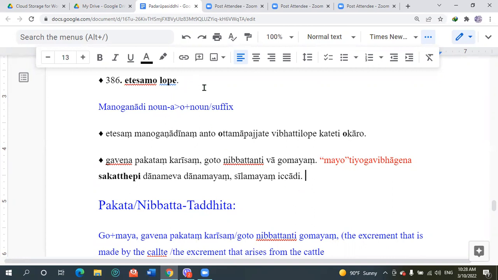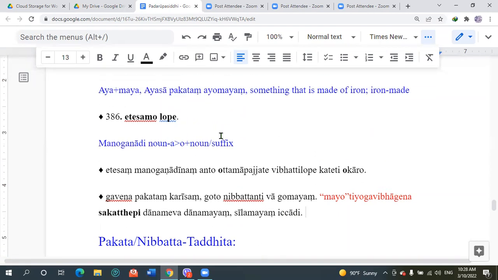No, this rule is related only to the Manogaṇādi group. So you mean it doesn't apply to the word gomayaṃ? Yes, because the word go is not in the Manogaṇādi group. No, that's what I mean: that rule, he gave it here. So you mean that rule is only for the Manogaṇādi group, not for gomayaṃ. Yes. Okay, it's understandable that explaining gomaya is hard, since the word go does not belong to the Manogaṇādi group. Yes, that's what I mean. I mean this rule applies to both, not just the Manogaṇādi group. It applies to the word go as well.